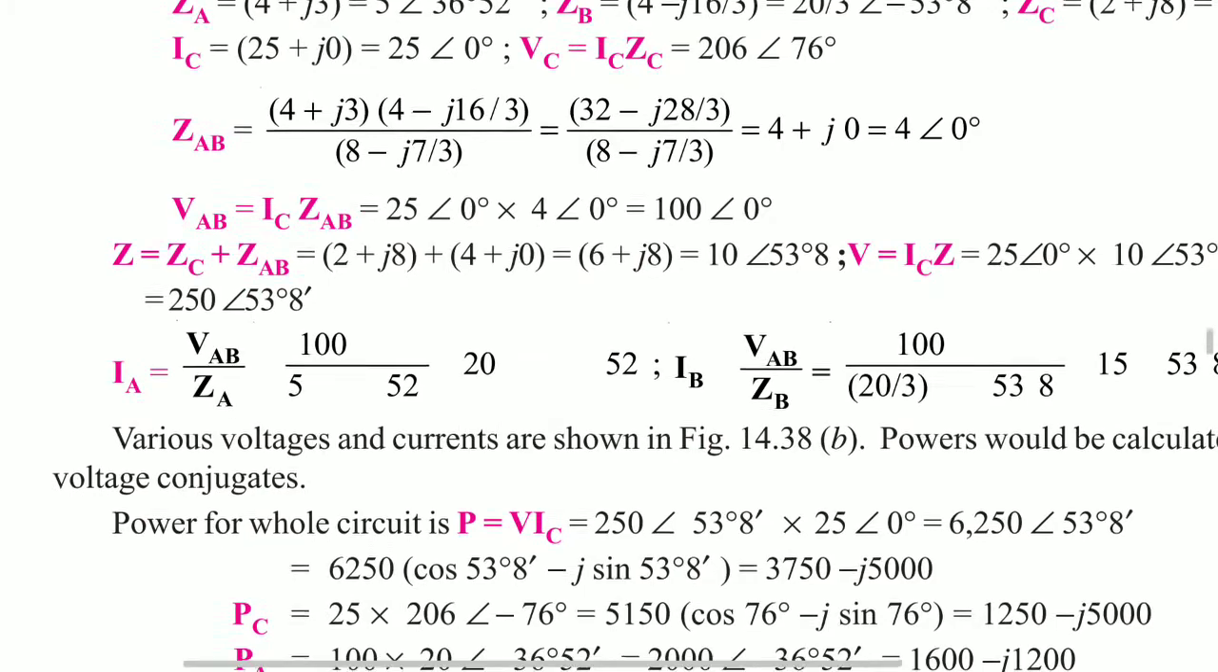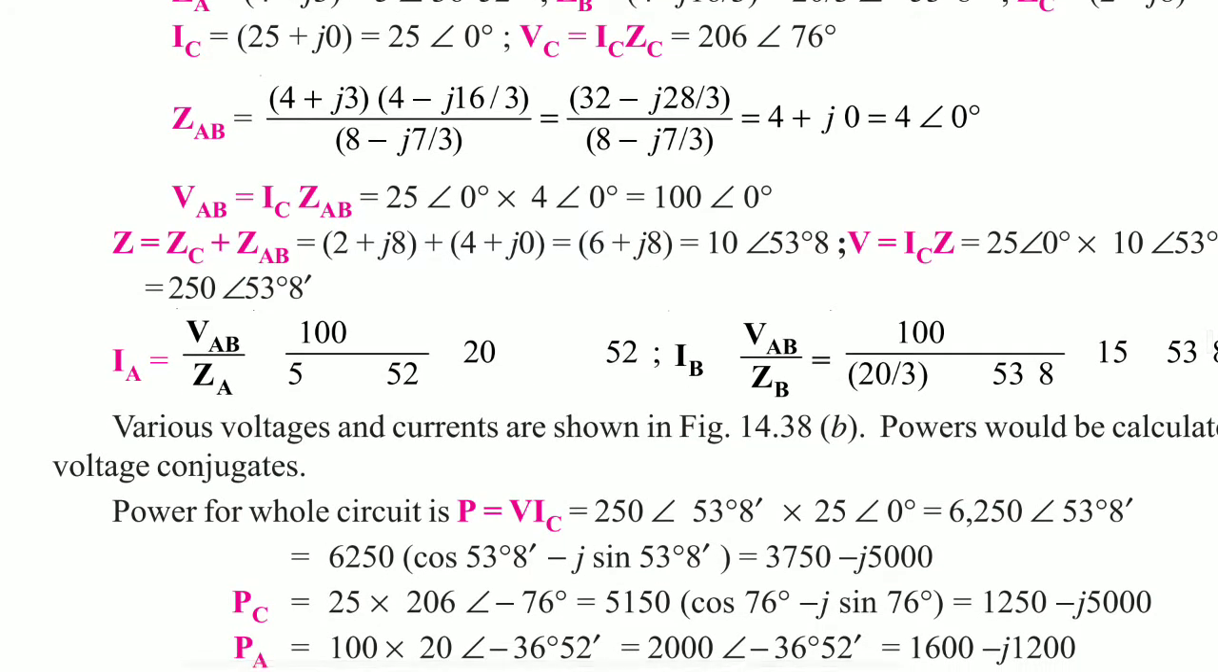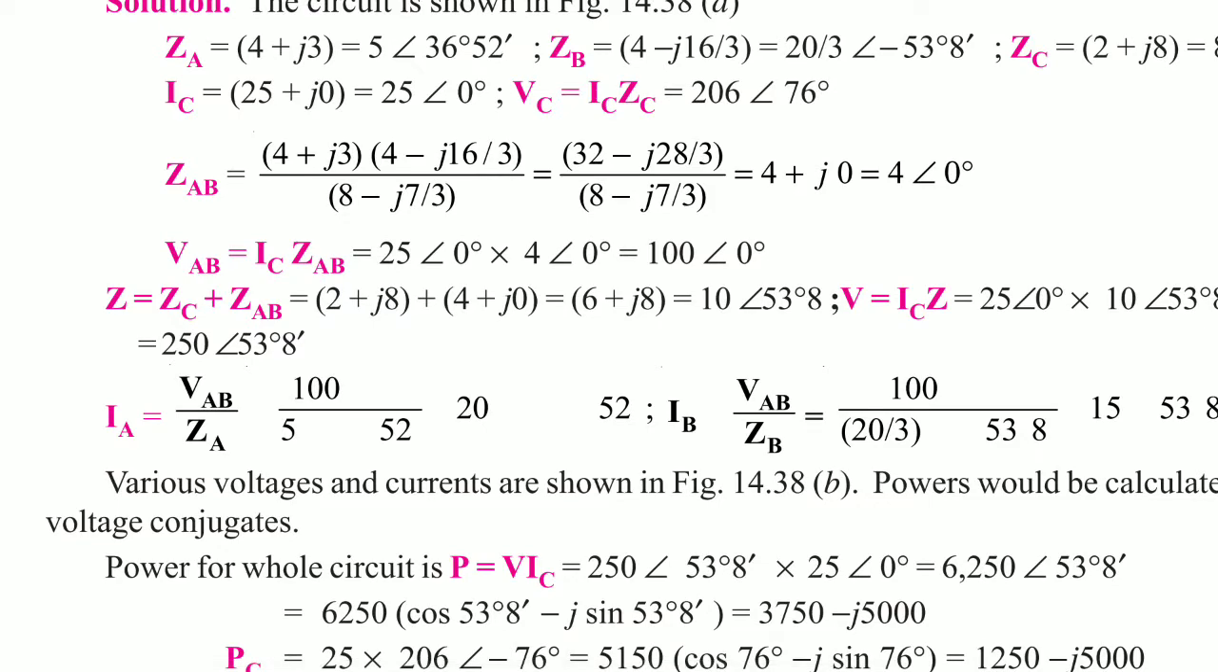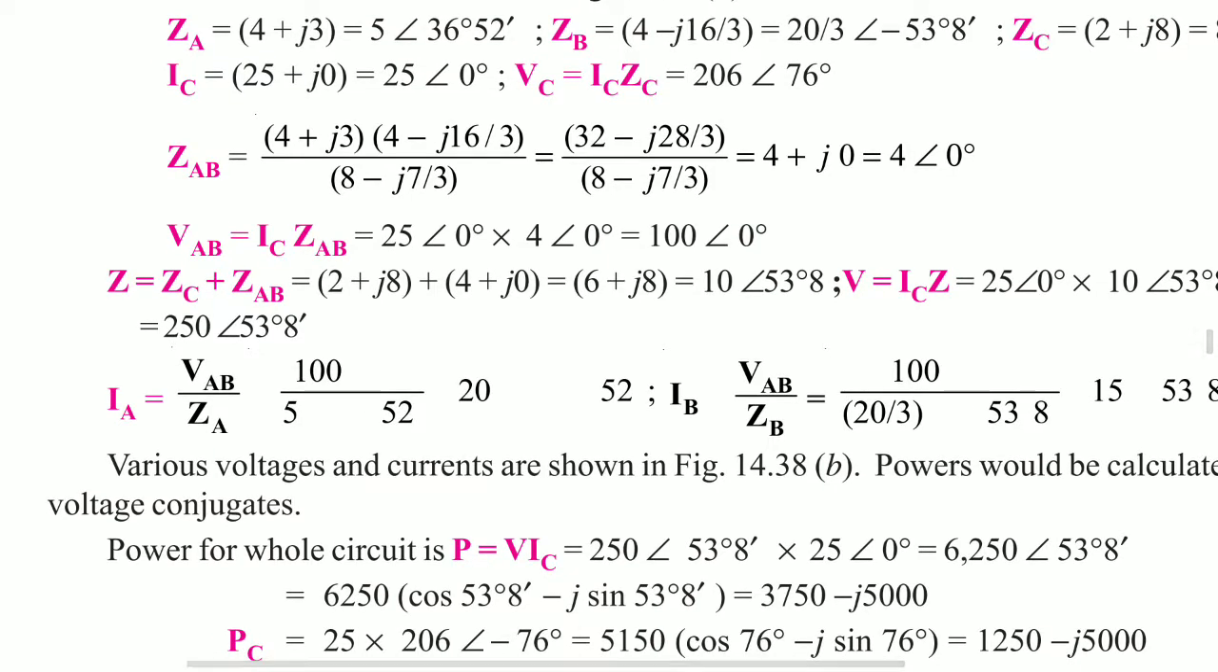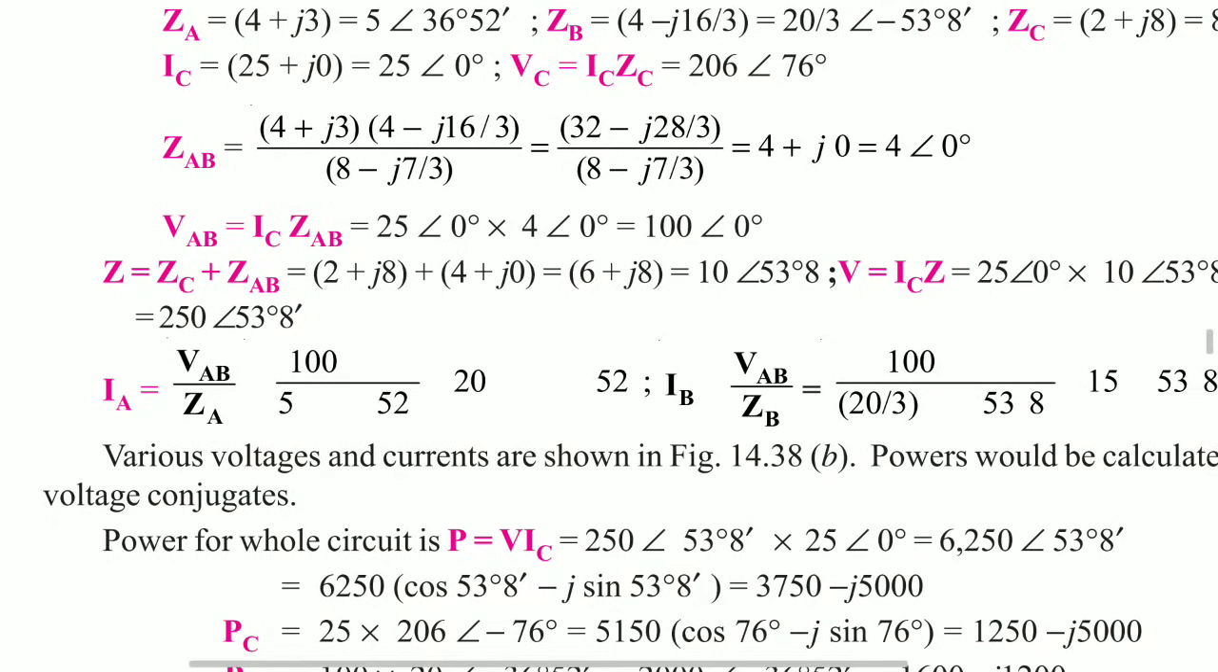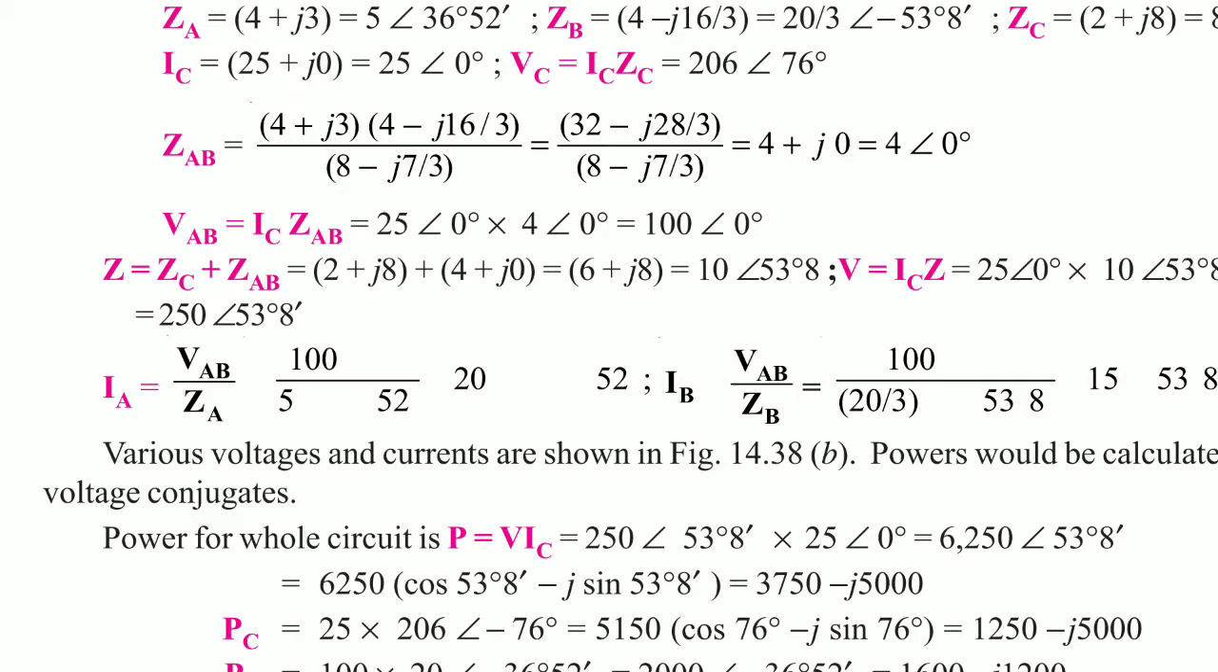What about VAB? VAB is 100 angle of 0 degrees. What is the ZA? ZA is 5 angle of 36 degrees 52 minutes. They did not write it correctly, so make the correction here. So IA is equal to VAB by ZA, that is equal to 100 angle of 0 degrees divided by 5 angle of 36 degrees 52 minutes. That is the current in branch A.